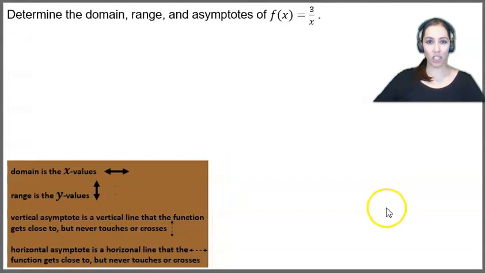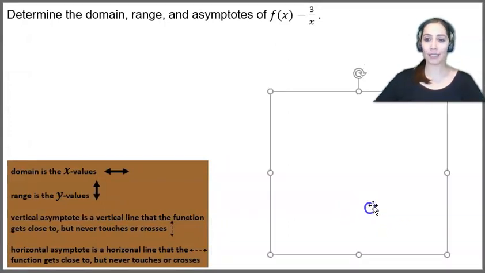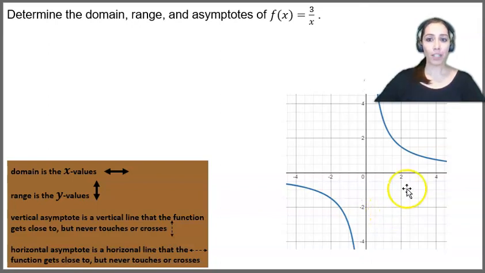Now that we have Chloe's cheat sheet notes, let's go ahead and look at the graph of f of x equals 3 over x. You can see that part of my function is in quadrant 1 and part is in quadrant 3. Now if you were to zoom out on this graph, you would see that the function gets very close to both the x-axis and the y-axis in both quadrants, but it will never cross and it will never touch either of those.